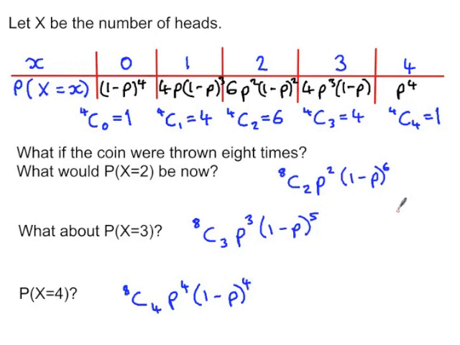And you should notice some patterns here. The number at the top of the choose symbol is the sum of the 2 powers. The number at the bottom of the choose symbol is the same as the power that p is raised to.